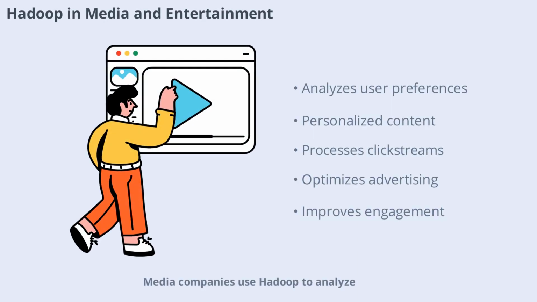Media companies use Hadoop to analyze user preferences and deliver personalized content. By processing clickstreams, viewing habits, and social media data, they can recommend shows, optimize advertising, and improve user engagement. Hadoop's ability to handle diverse data types is a major advantage in this fast-paced industry.